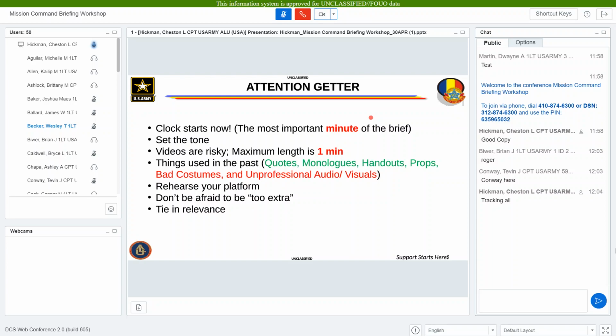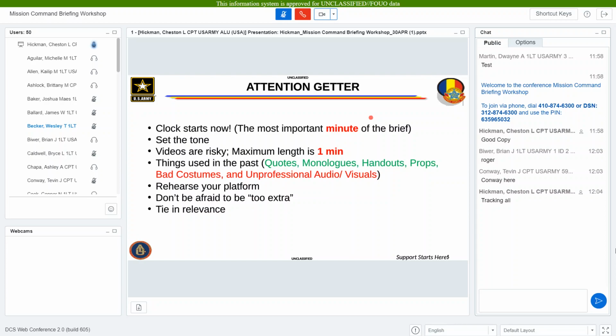Again, if you have a video, the maximum length it can be is 1 minute. Things that have been used in the past: quotes, monologues, handouts, and props. Those are good things. Other things that have been used in the past that weren't so good were bad costumes, and somebody thought it'd be a good idea to show some stuff that wasn't necessarily appropriate and was deemed unprofessional, and they lost points.